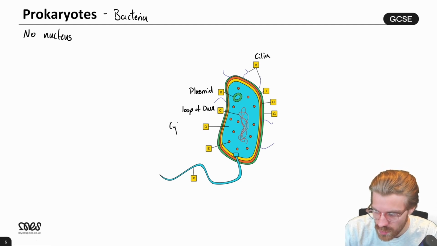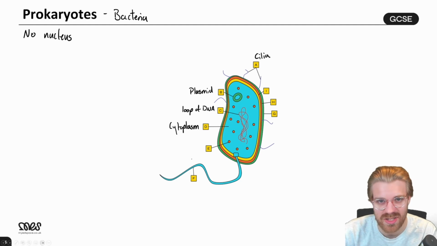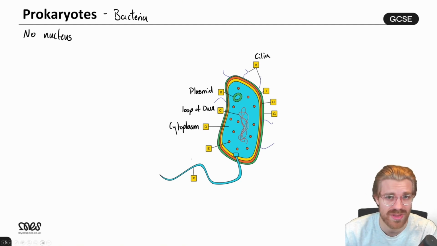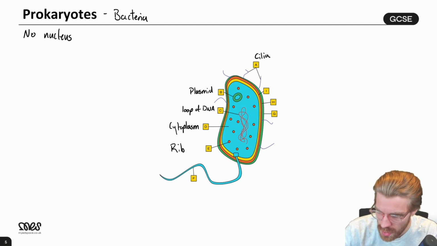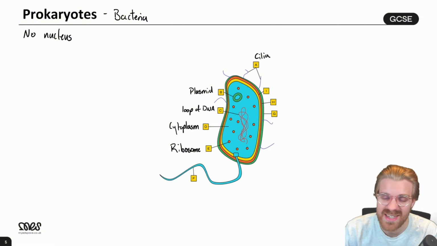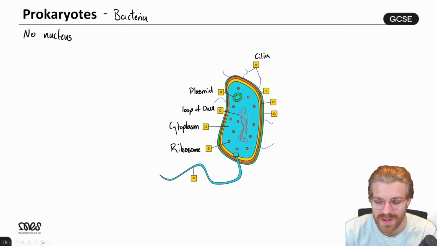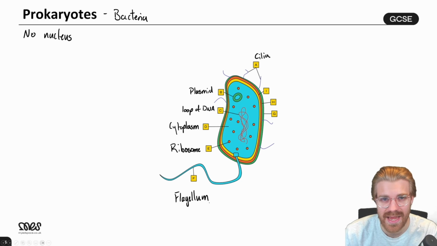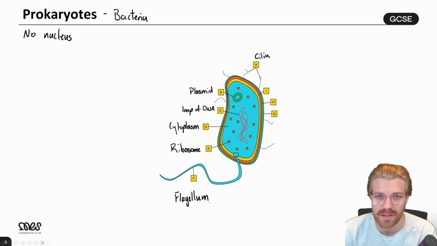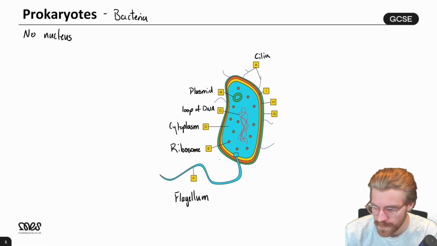D is the cytoplasm. All cells will contain a cytoplasm because the cytoplasm is just the inside of the cell. E is the ribosome. My diagram here is very much not to scale. The plasmid would be significantly smaller than the ribosomes in reality. F is a flagellum. Some people might refer to this as a tail, but technically it is a flagellum. It is a structure of the cell that helps the cell to move.